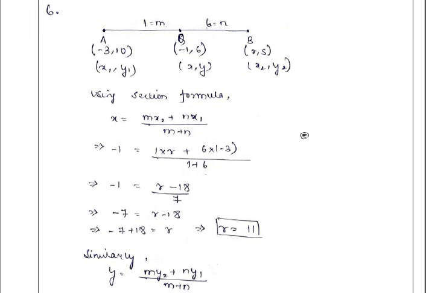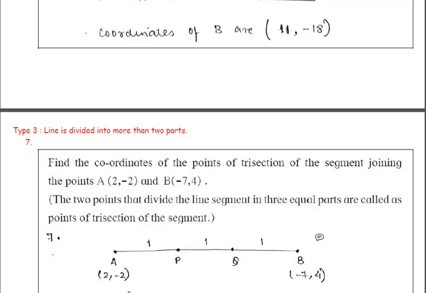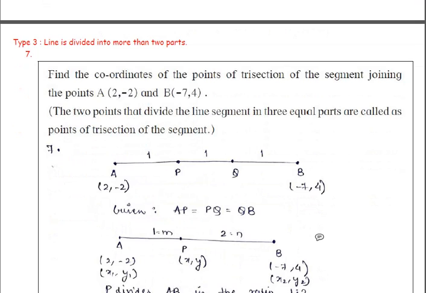दिस इज द फर्स्ट पार्ट. द वैल्यू ऑफ R you should get as 11. You do the same thing for Y, and the value of S you should get as -18, which makes the value of B as 11, -18. This is the value that you should get. Please match your answer.